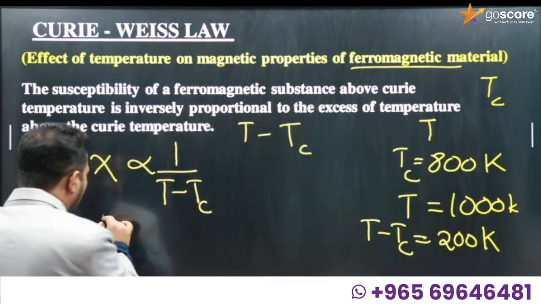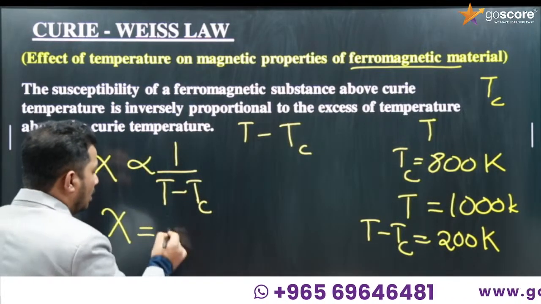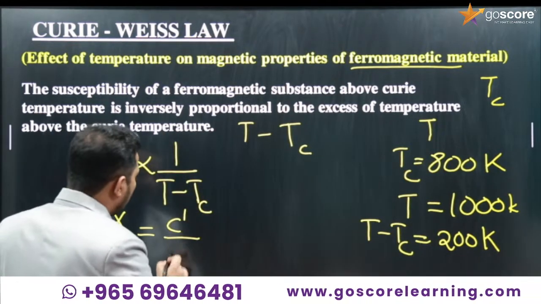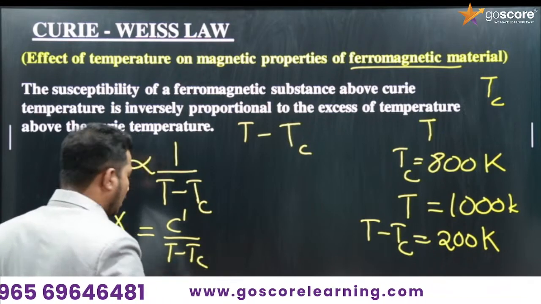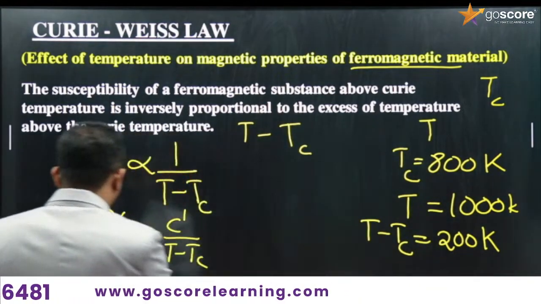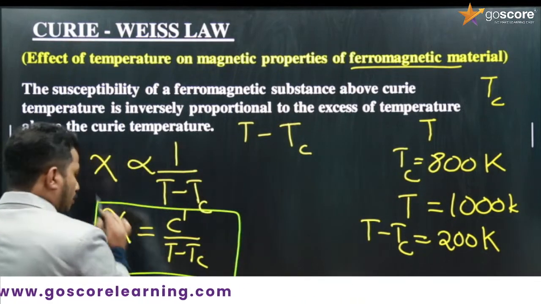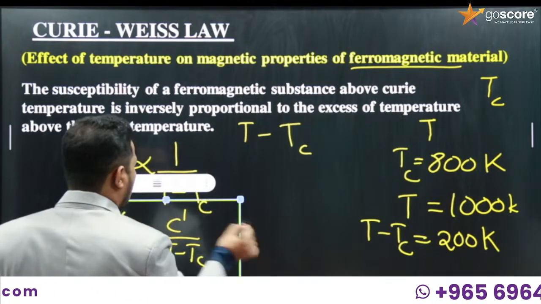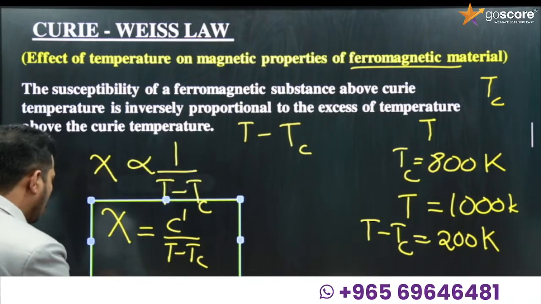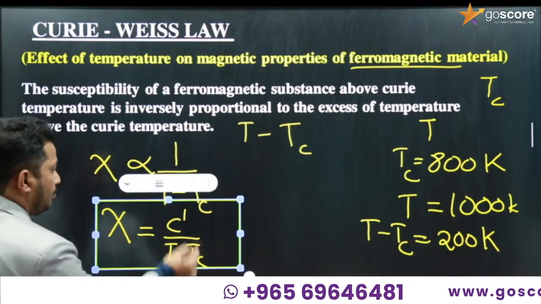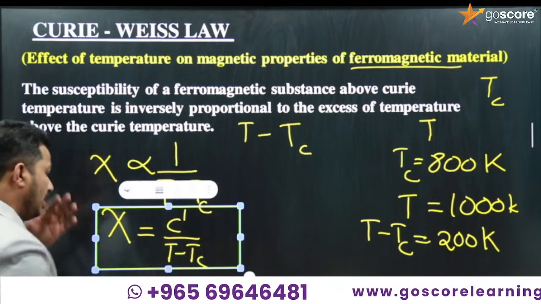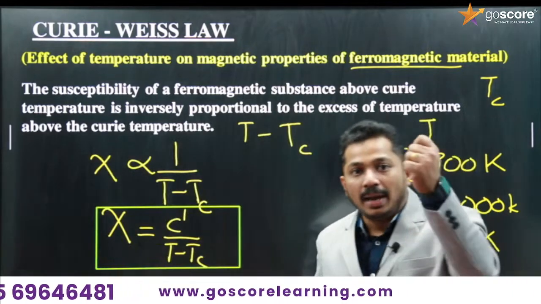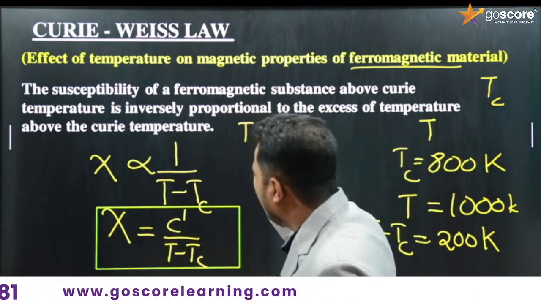So I can write chi is equal to some constant, which I call C dash, divided by T minus Tc, and this is our modified Curie's law or Curie-Weiss law. So chi is equal to C dash divided by T minus Tc, where C dash is a constant. This is the temperature dependence of magnetic properties of a ferromagnetic material.